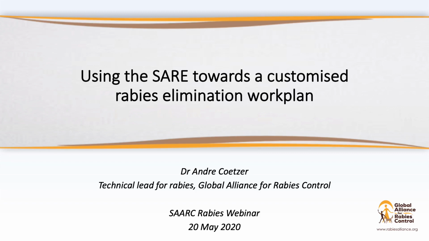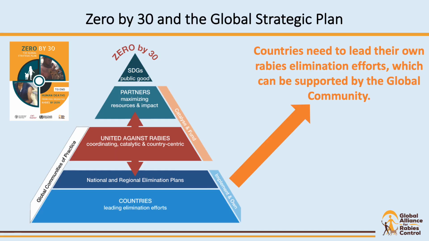Good afternoon, ladies and gentlemen, and thank you for the opportunity to discuss the stepwise approach towards rabies elimination and the role that it plays towards creating customized rabies elimination work plans. As discussed during previous presentations, the Global Strategic Plan relies on a country-centric multi-stakeholder collaboration, and as such, countries need to lead their own rabies elimination efforts.